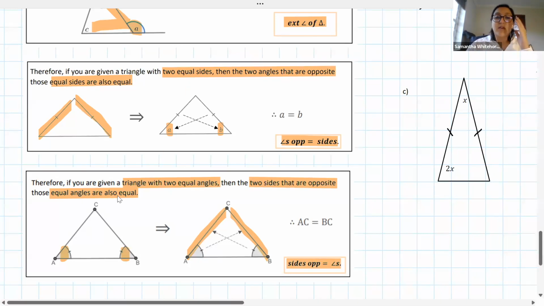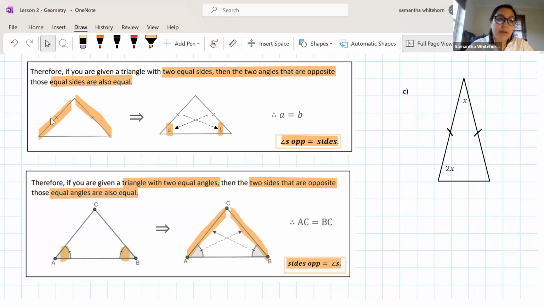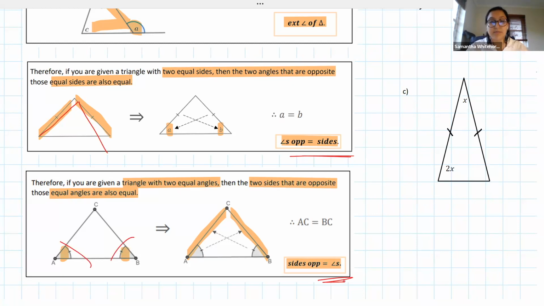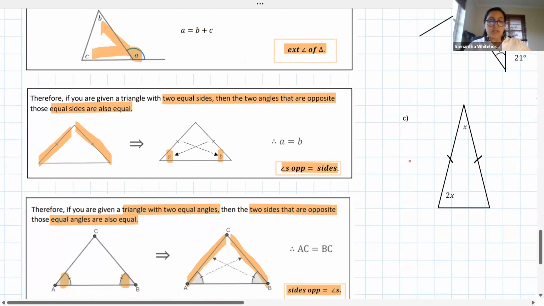And so for the reasoning, we always use which is equal. So in the first one, I gave you the equal sides, so it's equal sides in the reason. The second one, I give you the equal angles, so it's equal angles in the reason. Just because I know that we can get mixed up with them, and it's fair.